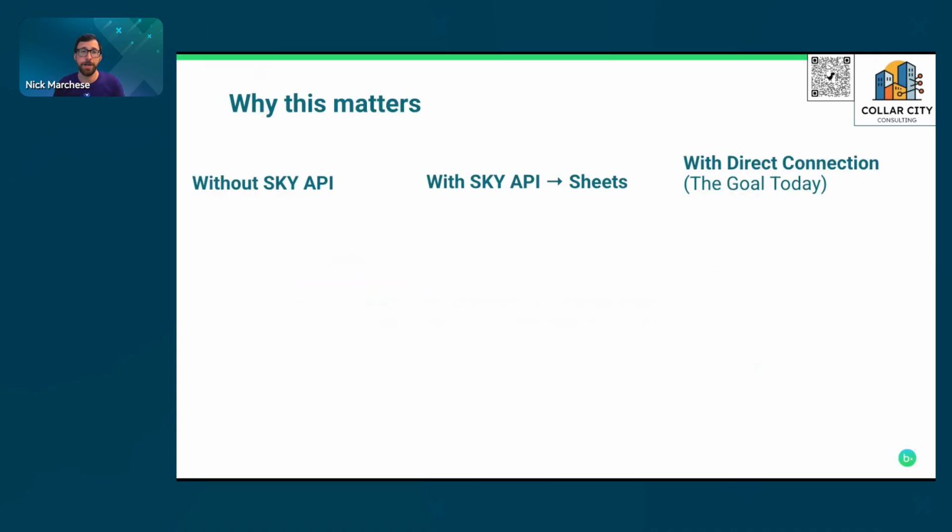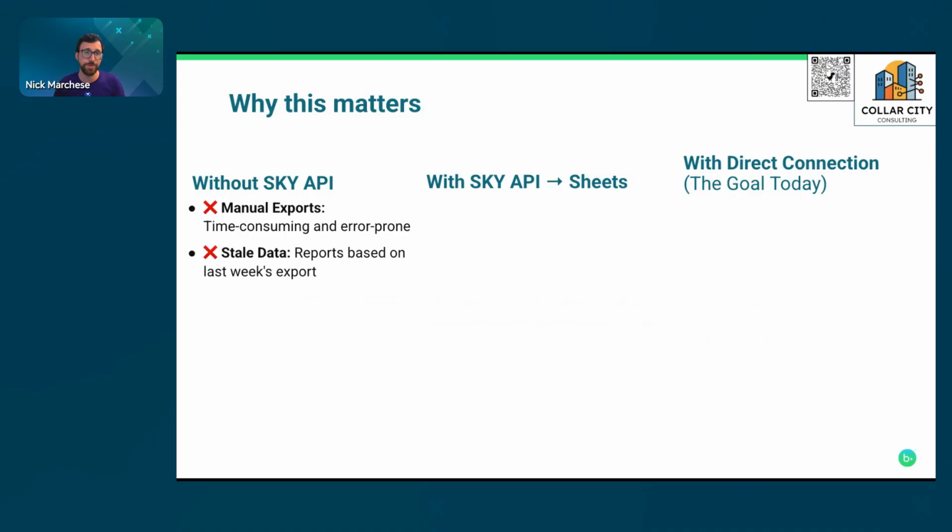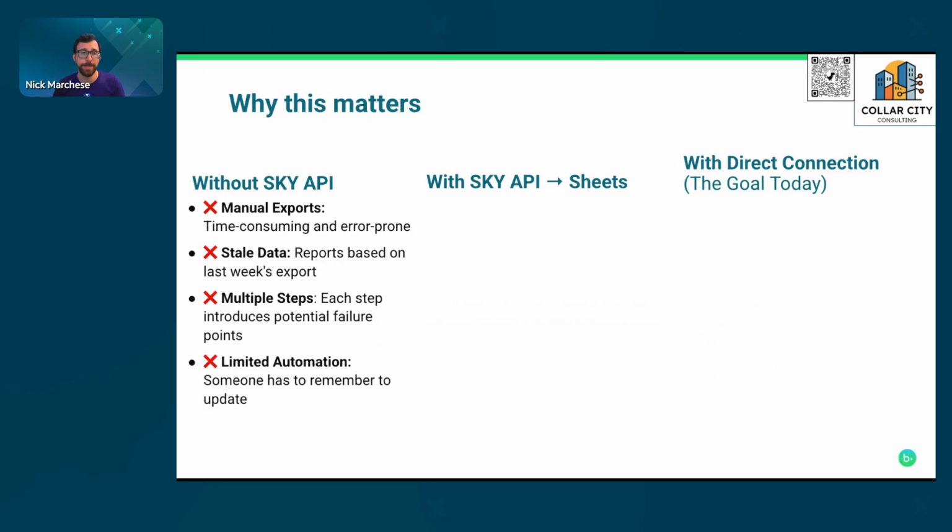All right. So why this could matter. Without Sky API, your manual exports are going to be time consuming and error prone. Your data is going to be stale, reports based off of last week's export versus this week's export. There's lots of steps, lots of pain points for failure, and it's limited in its automation. So someone has to remember to go in, manually download it, update it, and move on from there.